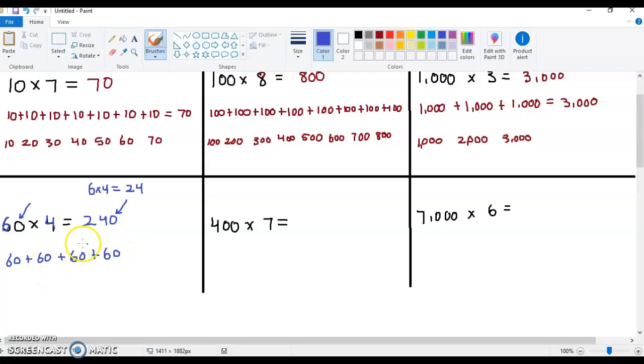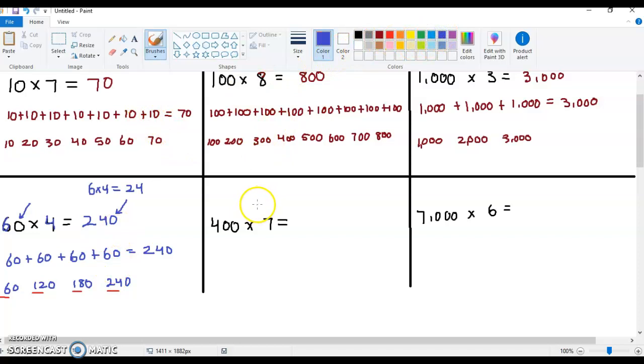So you go 60, 120, 180, 240. And then you could skip count: 60, 120, 180, 240. And if you want to go back and just multiply the 6 times the 4, 6 times 1, 6 times 2, 6 times 3, and 6 times 4. So that's how that one would work.